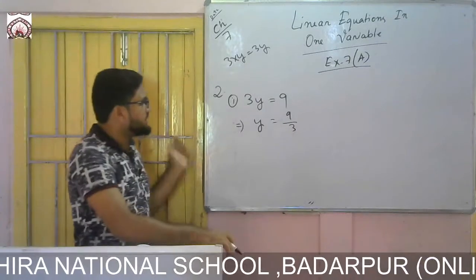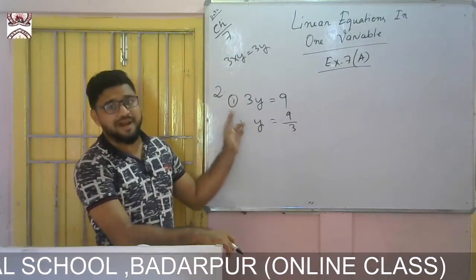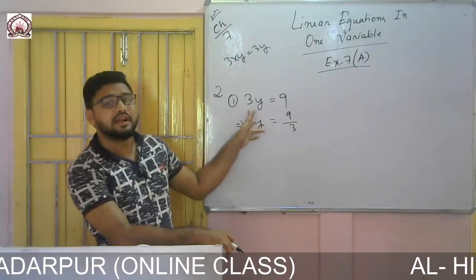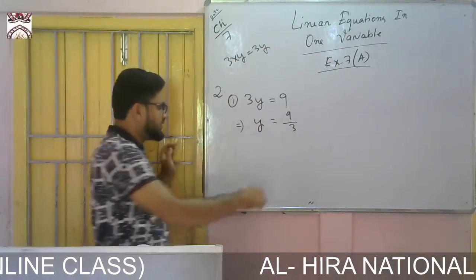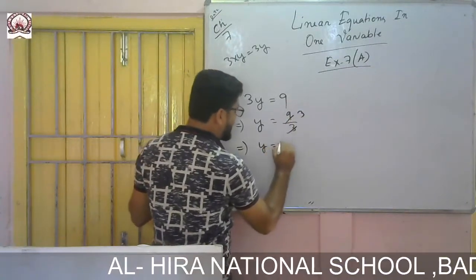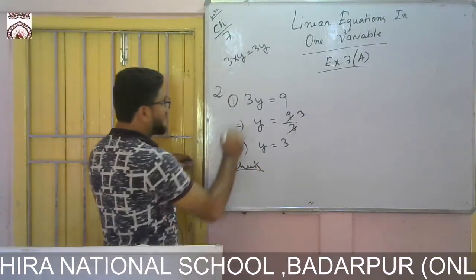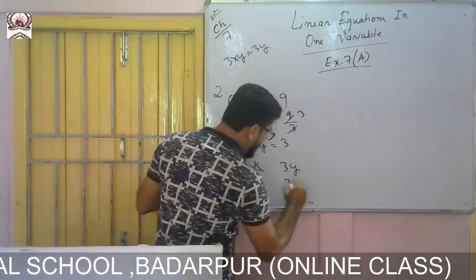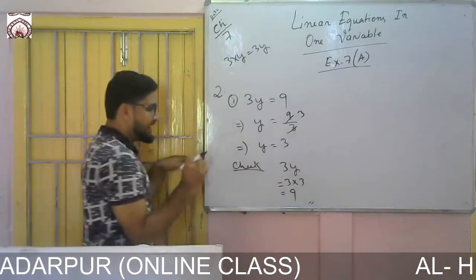Why is it division? Because in case of plus it is minus, and in case of minus it is plus, and in case of multiplication, it will go division. In case of division, it will go multiplication. Now 3 3s are 9. So y equals 3. Now check. If we check, 3y, so 3 into the value of y, 3. So 9. So matching with the right side.